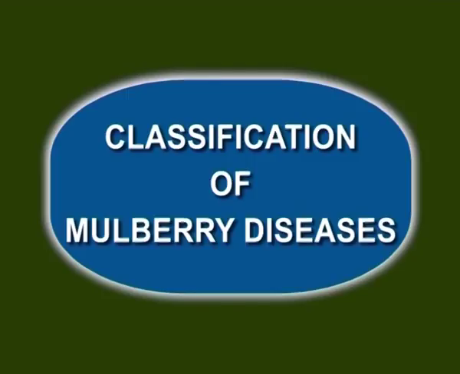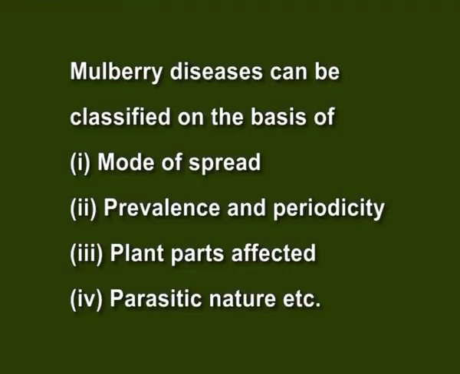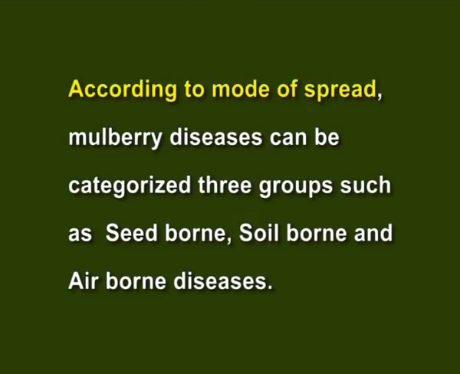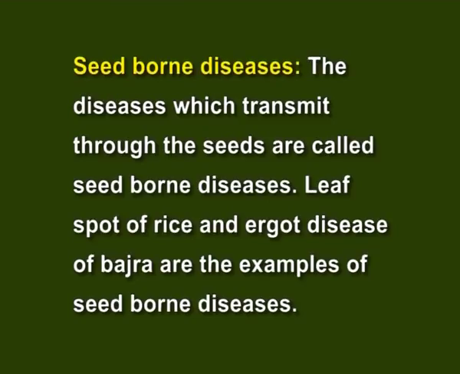Classification of mulberry diseases. Mulberry diseases can be classified on the basis of mode of spread, prevalence and periodicity, plant parts affected and parasitic nature, etc. Classification based on mode of spread. According to mode of spread, mulberry diseases can be categorized into three groups such as seed-borne, soil-borne and airborne diseases. Seed-borne diseases. The diseases which transmit through the seeds are called seed-borne diseases. Leaf spot of rice and ergot disease of bajra are examples of seed-borne diseases. In mulberry, there are no seed-borne diseases.